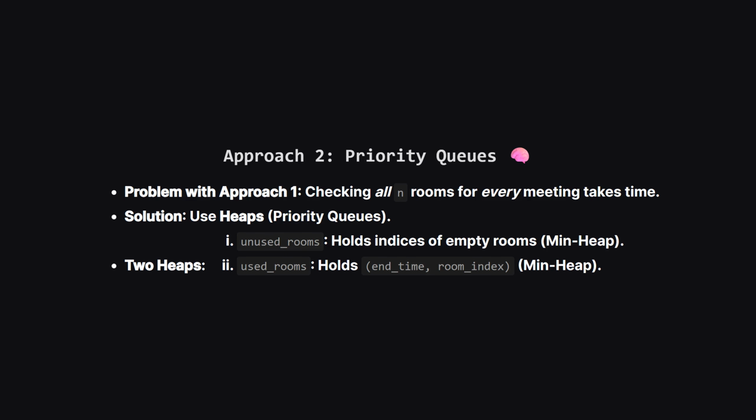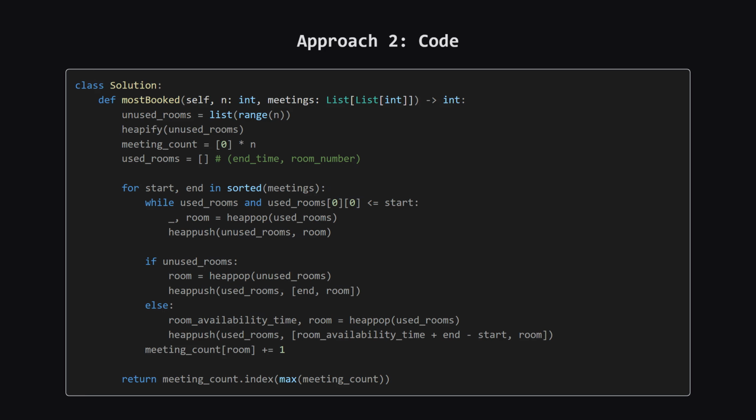The previous approach works, but scanning every single room for every single meeting can be slow if we have a lot of rooms. We can optimize this using priority queues or heaps. We'll maintain two heaps. One called unused rooms will keep track of rooms that are currently empty, always giving us the smallest room number first. The second heap, used rooms, will track meetings in progress, ordered by when they finish. And here's the code for that mathematical approach using heaps. Notice how it's often more concise.